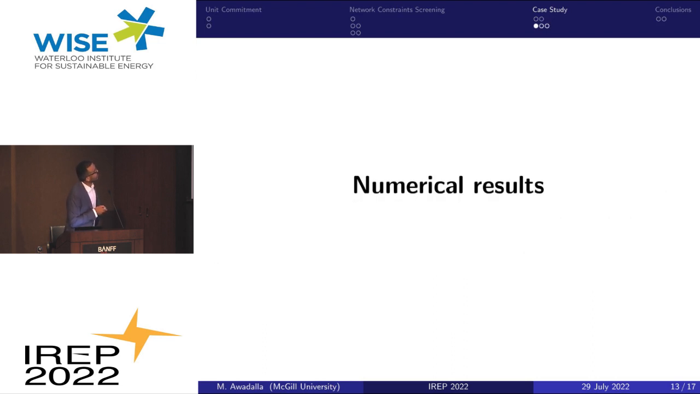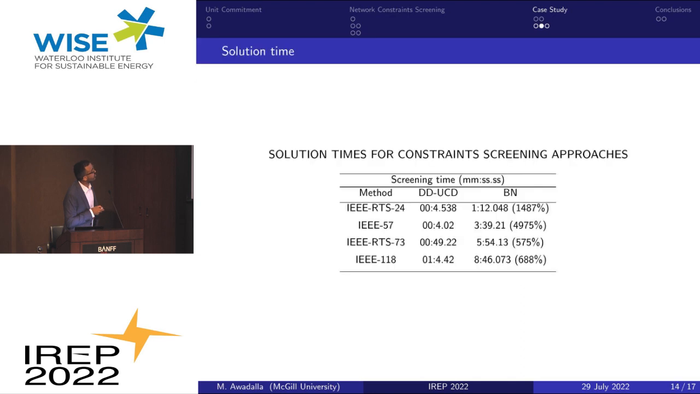So briefly here, the solution time for constraint screening approaches. We called our methodologies data-driven UCD, umbrella constraint discovery, and this is the benchmark. You can see that we achieved much savings in computation time, considering the IEEE RTS and the IEEE 57 buses, the 73 and 118.